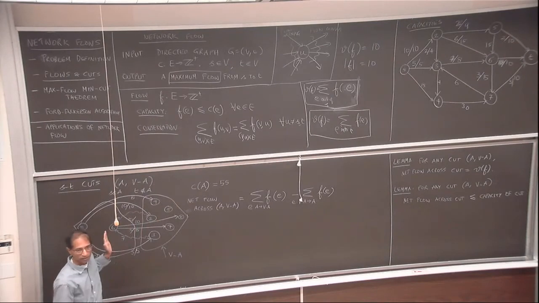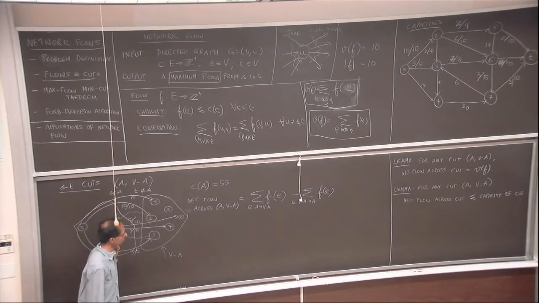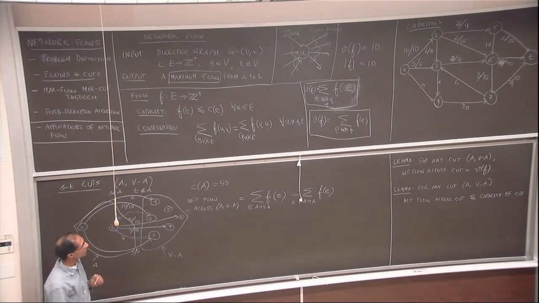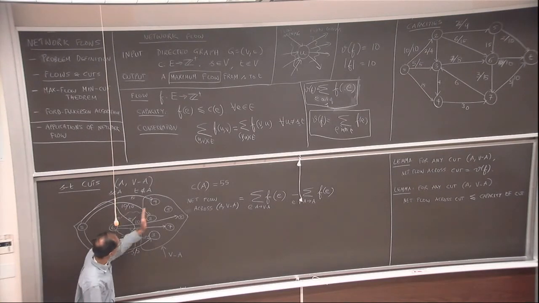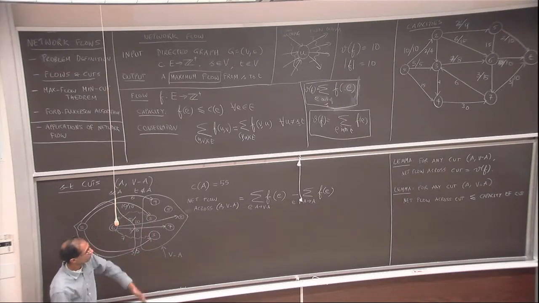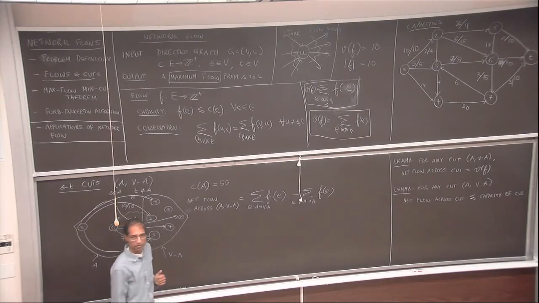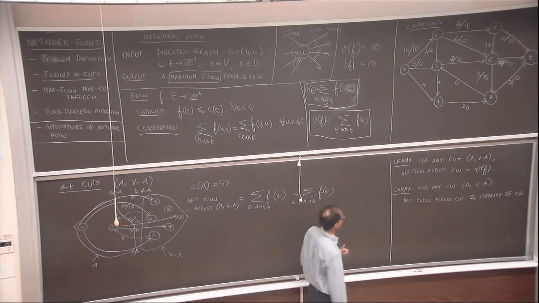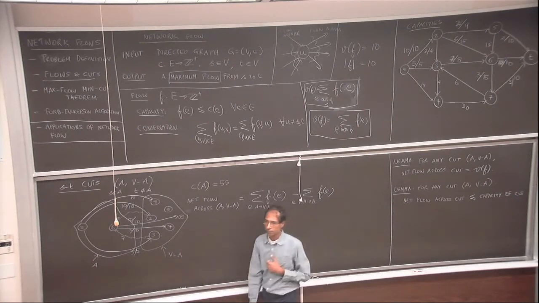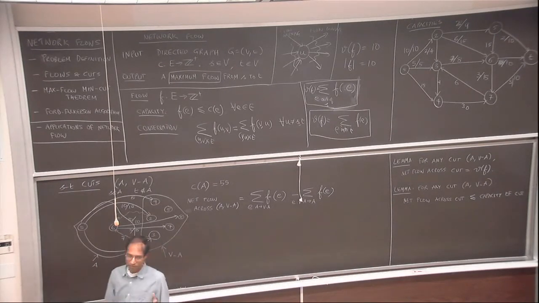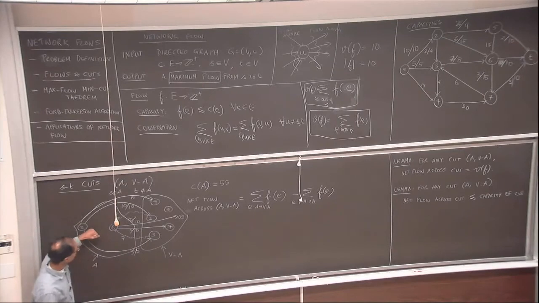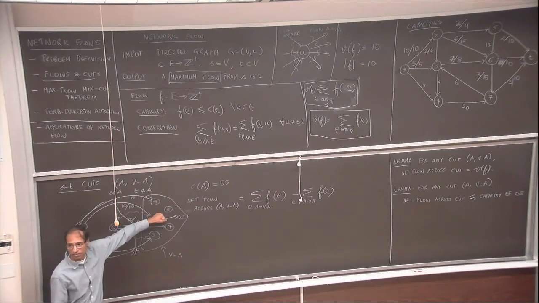You don't subtract anything. The capacity of the cut is literally how much stuff can go across. And since the net flow across the cut is less than or equal to the flow that could only be going from here to here, which is less than or equal to the capacity of the cut, that is immediate. Professor? Yes. Is capacity always left to right? Always left, always the side containing S to the side containing T.